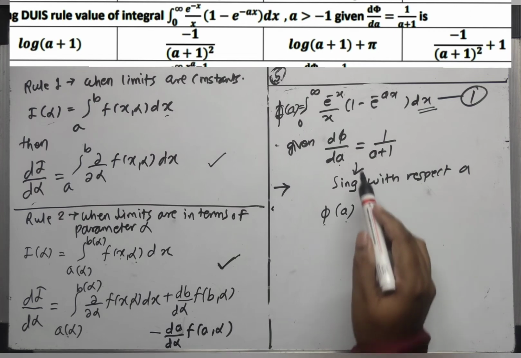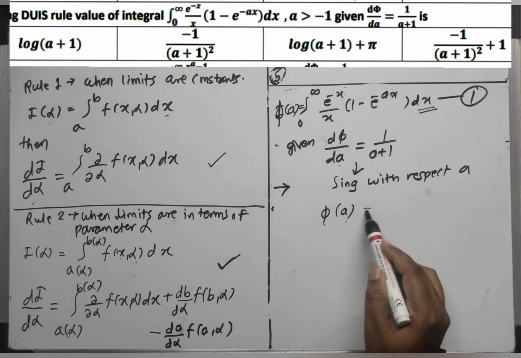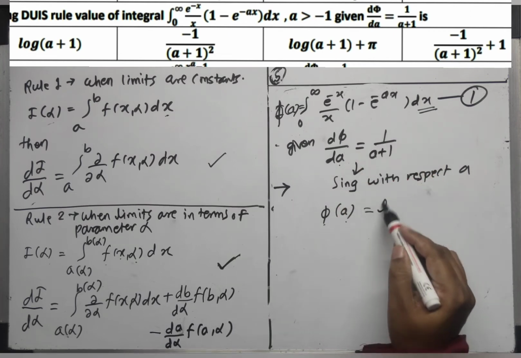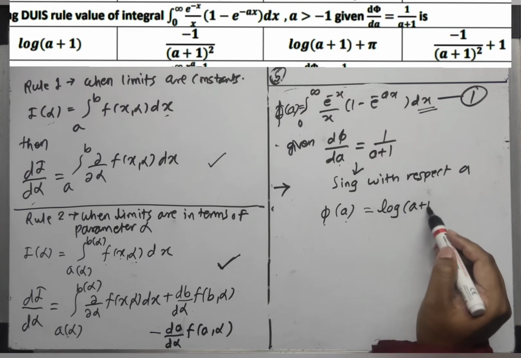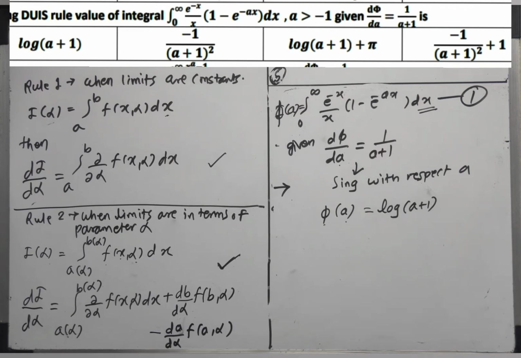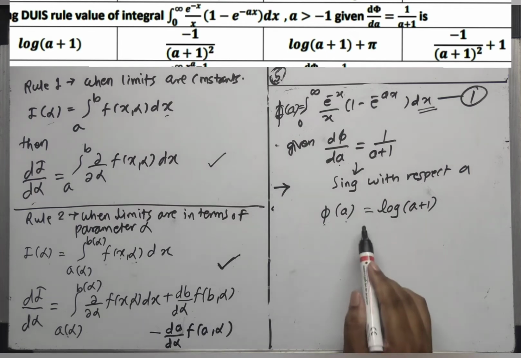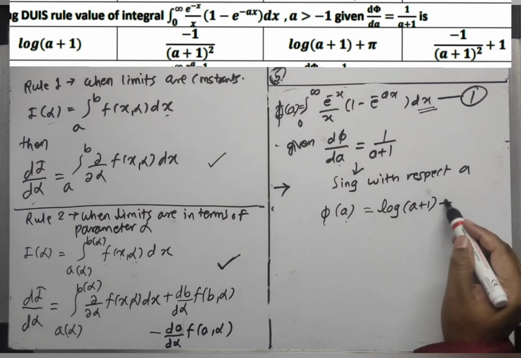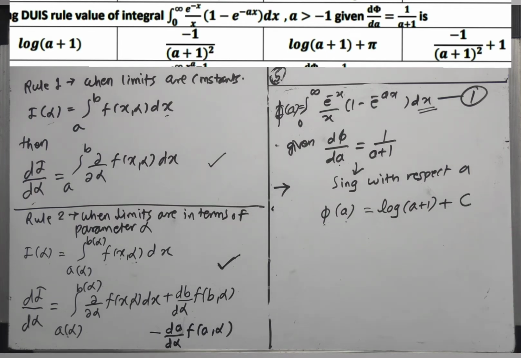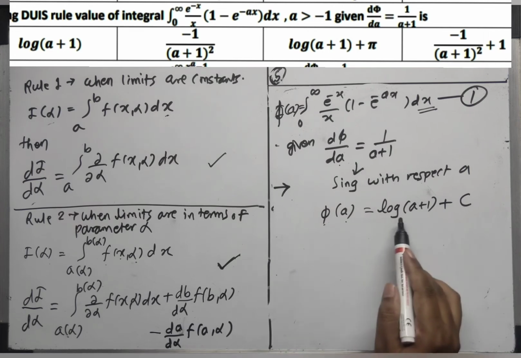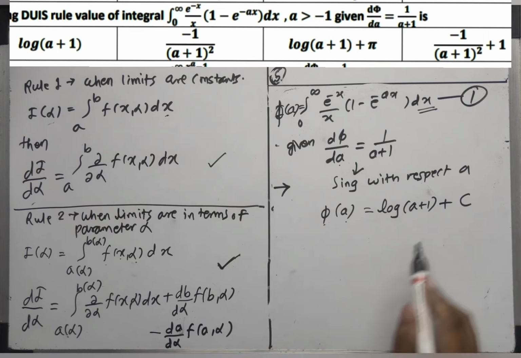So phi of a, after taking integration, LHS will be phi of a is equal to, RHS integration is log of a plus 1. Note that we are taking integration with respect to a, and this is without limits, so we have to consider the constant of integration c. So phi of a is equal to log of a plus 1 plus c, but this answer will be complete after finding the value of c.